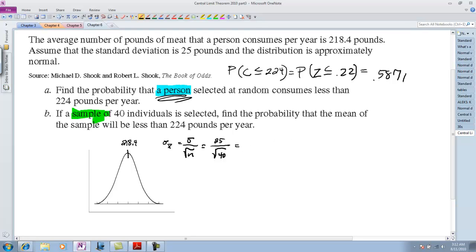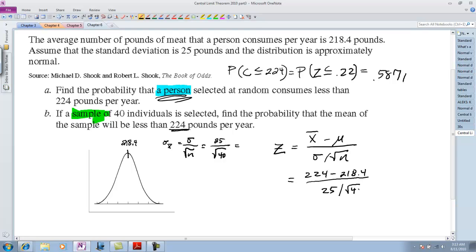I don't know what that is off the top of my head, but I do know if we now try to find the z-score of 224, we can no longer use the z formula we used a second ago. We have to use the central limit theorem based z formula, which is for sample means. We use the one that looks like this. This would still be 224. This would still be 218.4. But now on the bottom, we're dividing by 25 divided by the square root of 40.